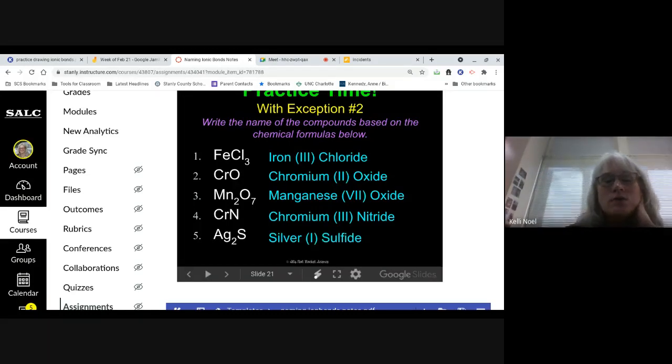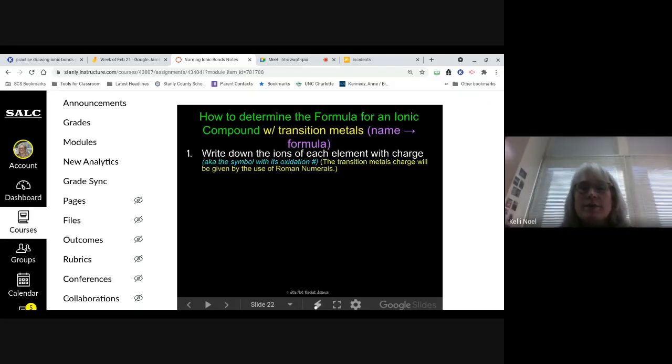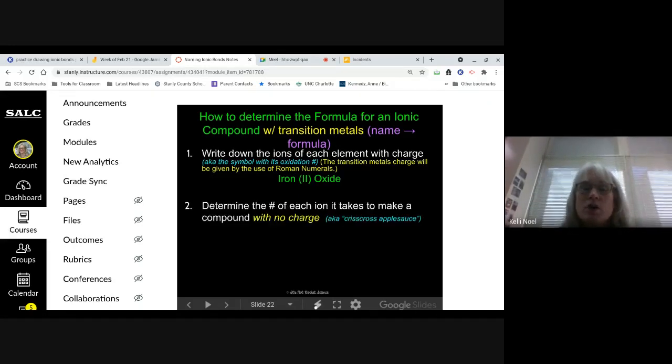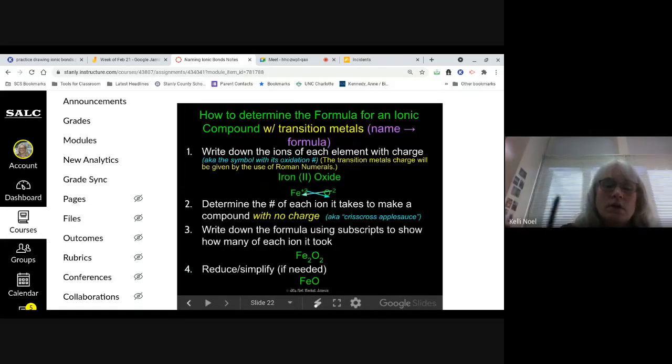All right, so those are a little bit harder. Now, writing the formula from the name is really easy. This is probably one of the easiest ones. You're going to write down the ions for each element using the charge. But what makes it good with this one is that the Roman numeral tells us the charge for the metal. We get the charge for the nonmetal off our periodic table. And then we do our normal crisscross and reduce. We get this, and notice there's 2 2's. We reduce it if needed, and we get FeO.